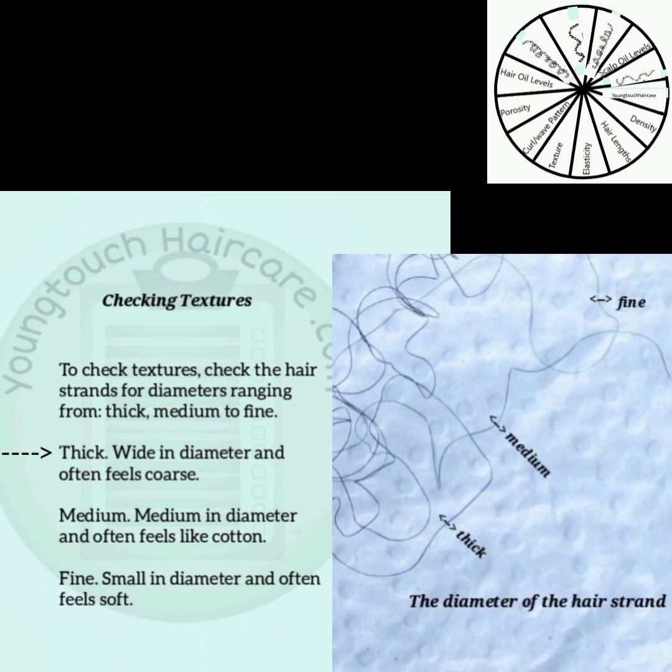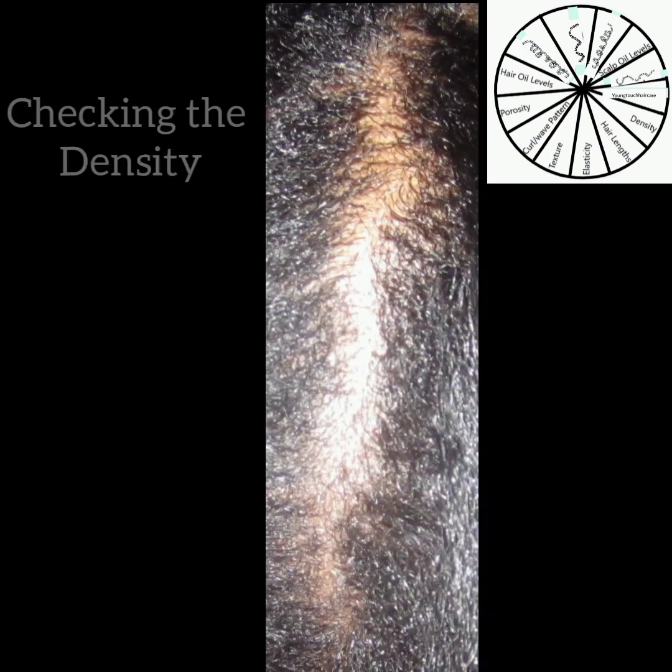Thick. Wide in diameter and often feels coarse. Medium. Medium in diameter and often feels like cotton. Fine. Small in diameter and often feels soft.